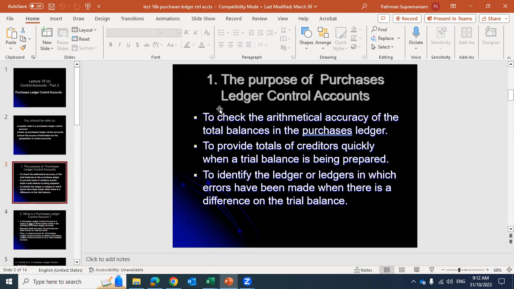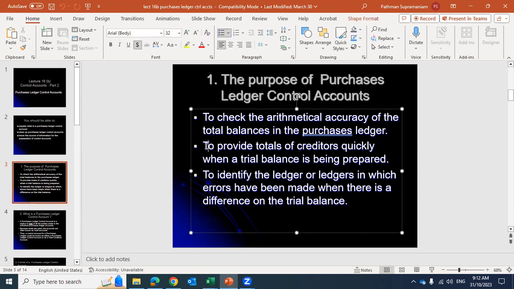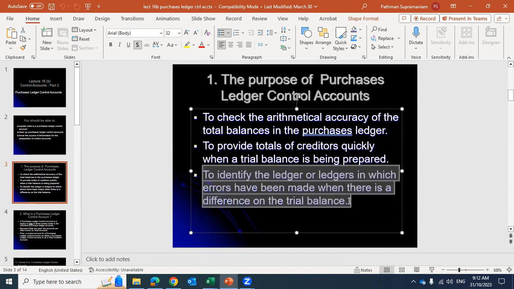The purpose of the purchase ledger control account is to check the arithmetical accuracy of the total balances in the purchase ledger. It also provides us with a quick check on the totals of what we owe the trade payables, and it serves the purpose of locating any possible errors.